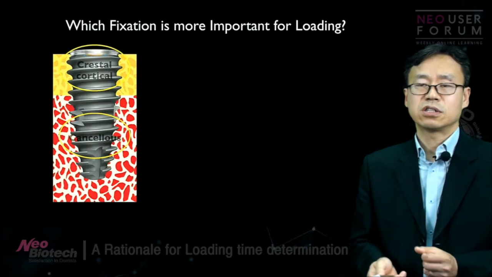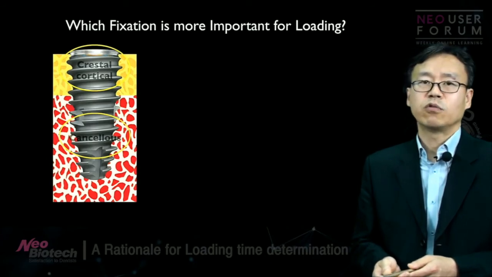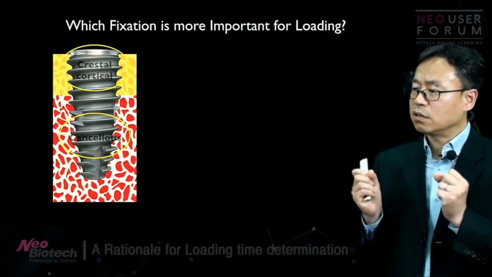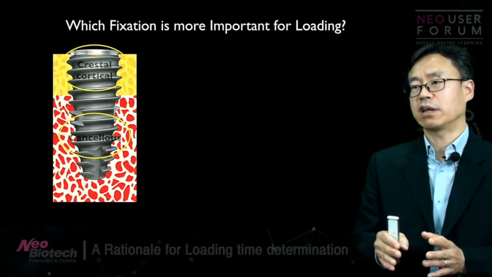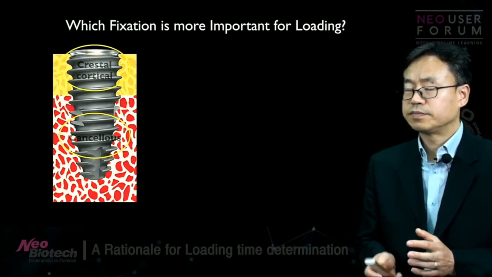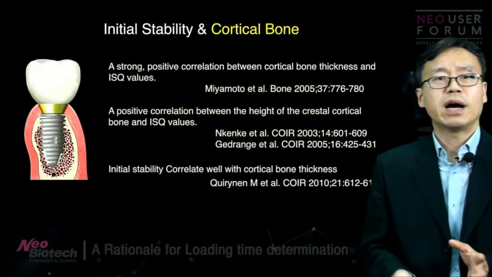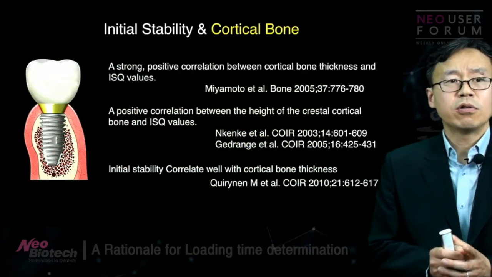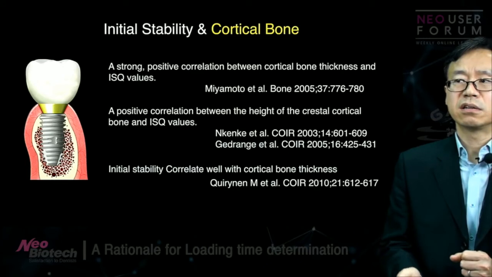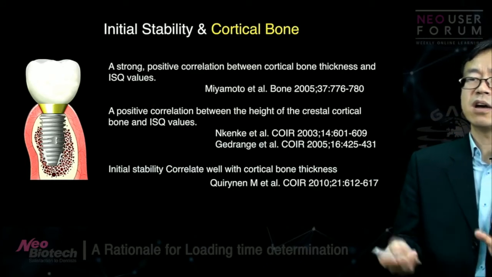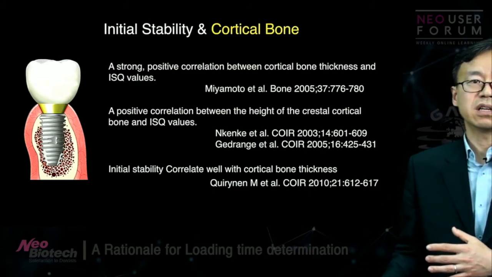From research, such as the finite element analysis or photoelastic study, we know that most of the occlusal stress can get concentrated on the crestal area, the cortical bone, like this. And that's why the thickness of the cortical bone is important in terms of getting good stability. So these studies say there's a positive correlation between the cortical bone thickness and initial stability or the primary stability.